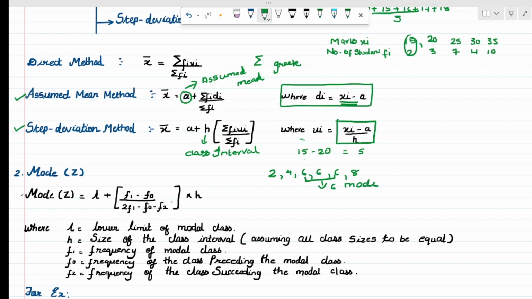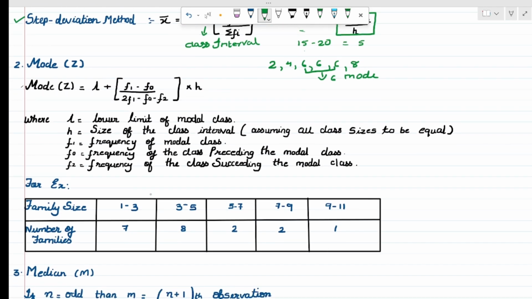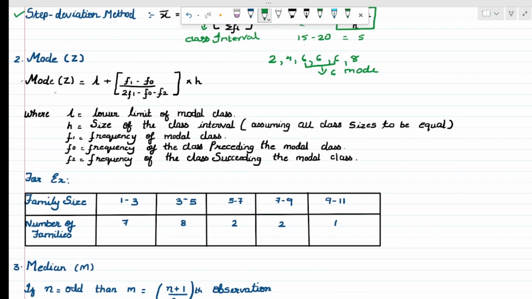Now, if your numbers are in a very large format, we will use the formula L plus (F1 minus F0) upon (2 F1 minus F0 minus F2) into H. Now you will ask, what is L, what is F1, what is F0? Let's learn this with the help of an example. First of all, learn the formula: mode z equals L plus (F1 minus F0) upon (2 F1 minus F0 minus F2) into H.